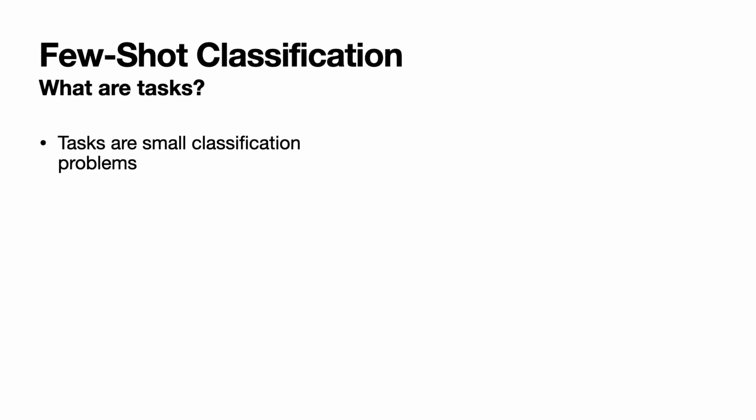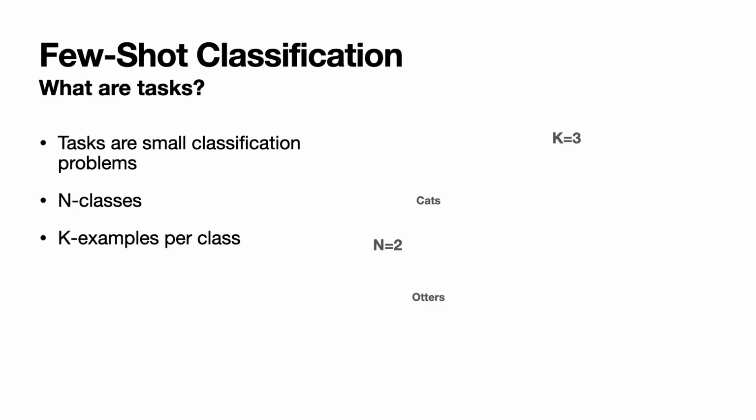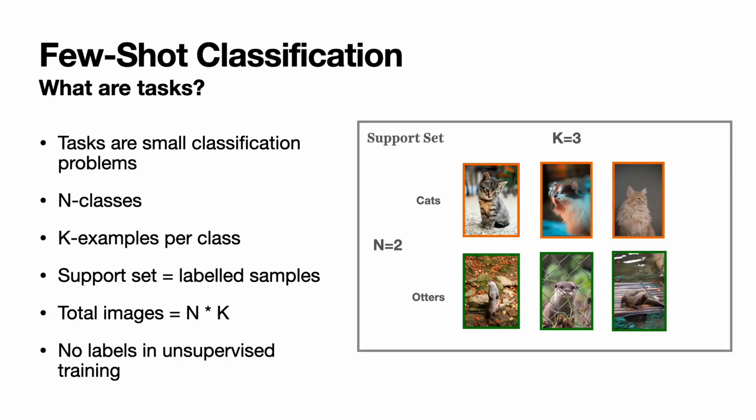Few-shot classification involves the notion of tasks. Tasks are small classification problems, each with n classes and k examples per class. So if we had n is equal to 2, that means we have 2 classes, and k is 3, that means 3 examples per class. This makes our support set.